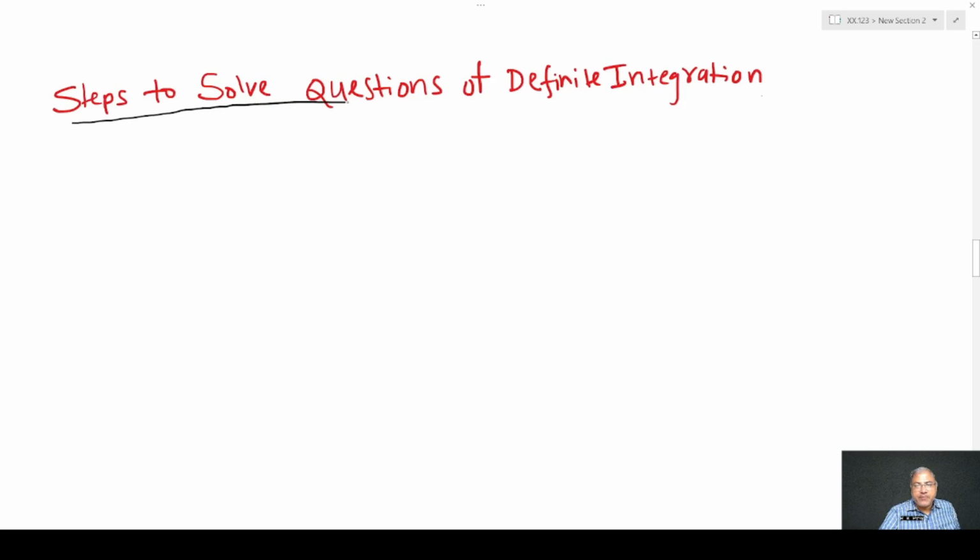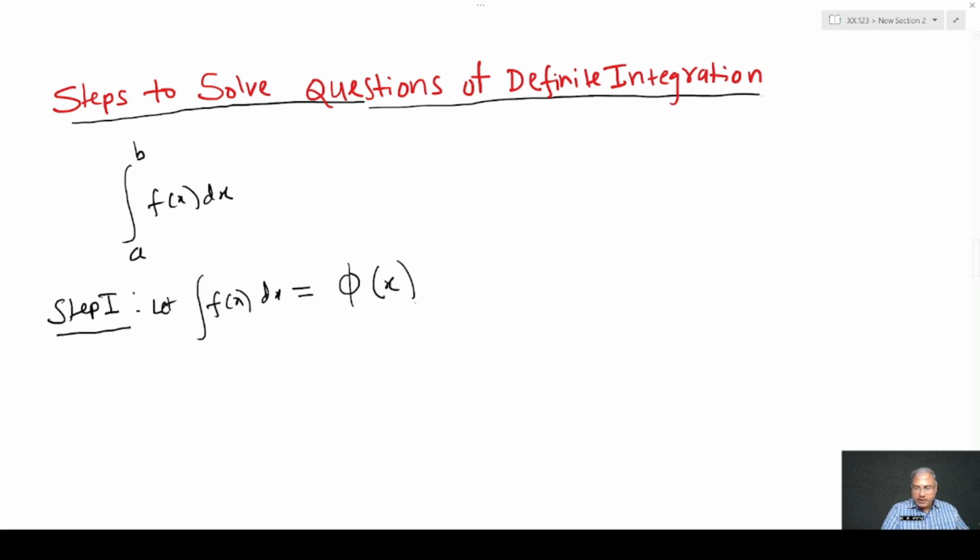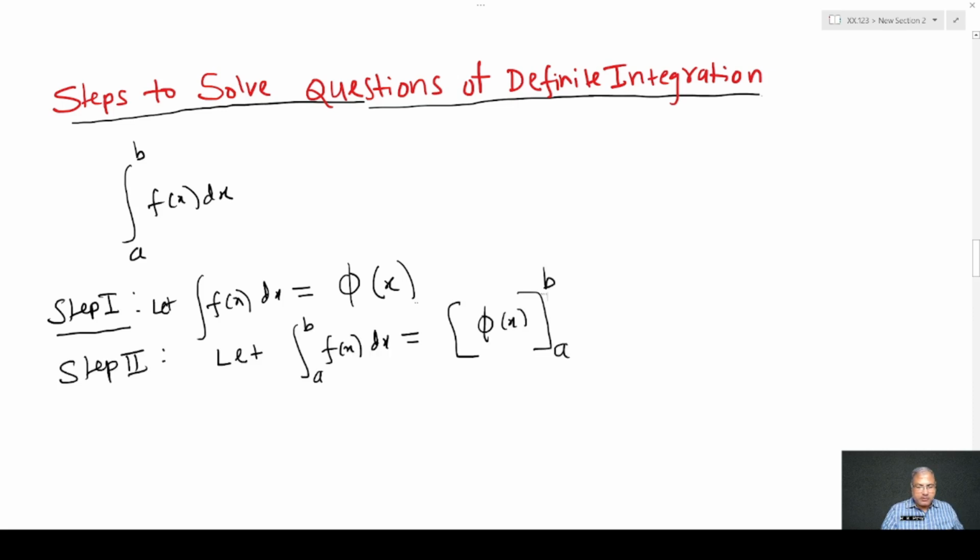Now let us talk about steps to solve the questions of definite integration. Suppose we are given a question to evaluate integration of f of x with respect to x for limit a to b. So what are the steps? Step 1. Let integration of f of x with respect to x equal phi of x. Step 2. Integration a to b f of x dx equals, here we write a box, a square bracket, I call it a box. The limits are written on the right side of the box. The lower limit is written down and the upper limit written up. And the result of integration, that is phi of x, is written inside the square bracket.